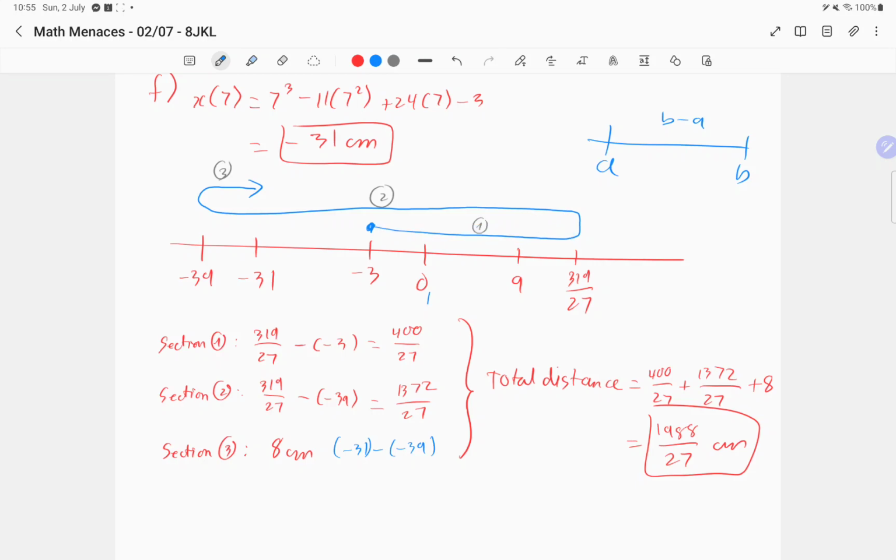Yes, you need to actually see if you can get that based on the graph. This is the last thing. 1988 over 27. Good job.